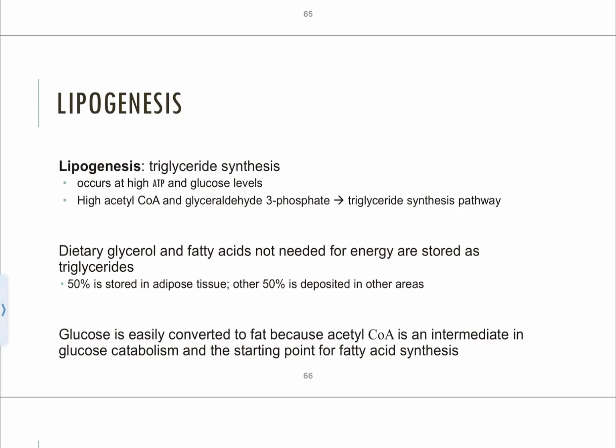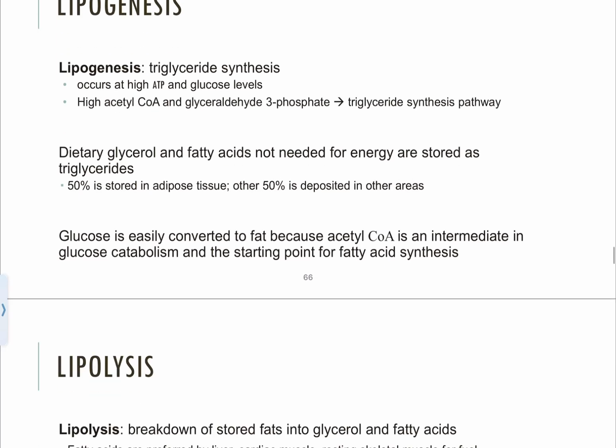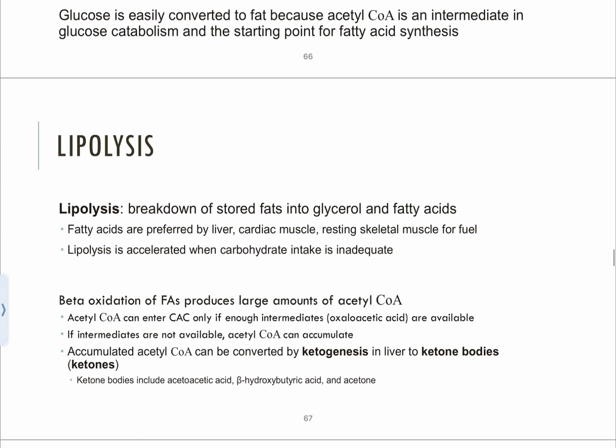Dietary glycerol and fatty acids that aren't needed for energy are going to be stored as triglycerides. So about 50% is going to end up in our subcutaneous tissue, and then we're going to make these fatty deposits in various other parts of our body. The other 50% will go elsewhere in the body. Glucose is easily converted to fat because acetyl-CoA is an intermediate in glucose catabolism. And remember, it's the starting point for fatty acid synthesis.